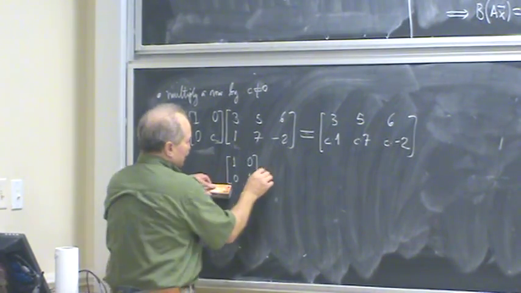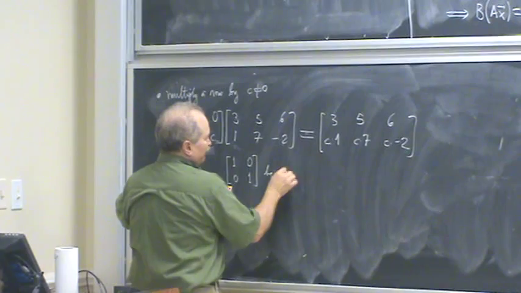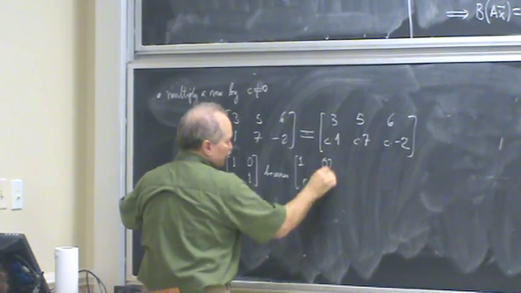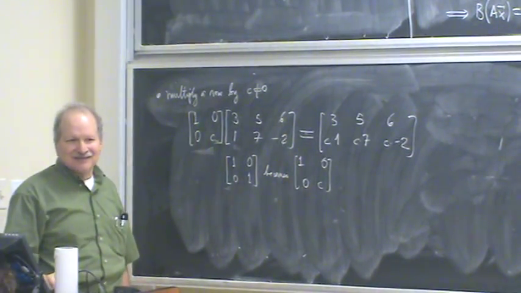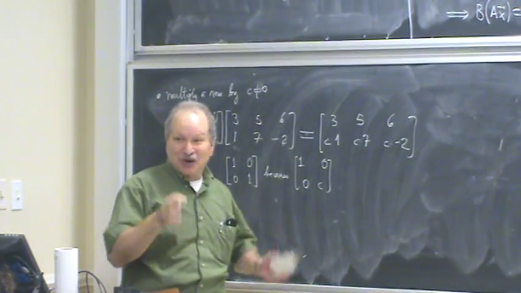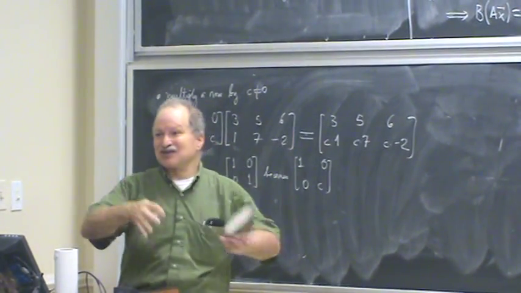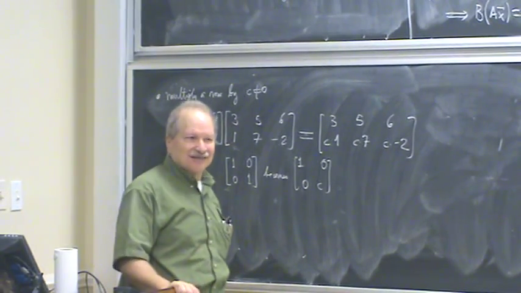So you multiply the second row by C and leave the first row alone. So this is actually really easy to remember, right? If you want to do a row operation, do it to the identity matrix, and that matrix is going to do it to whatever you want.